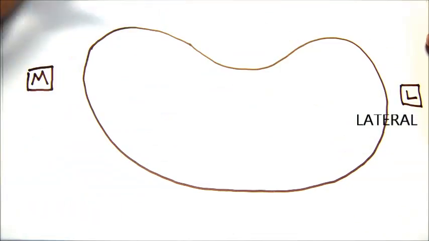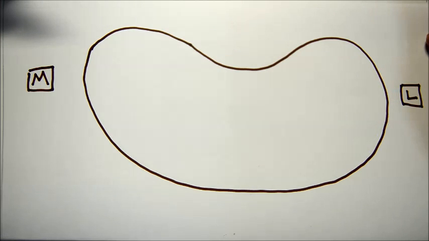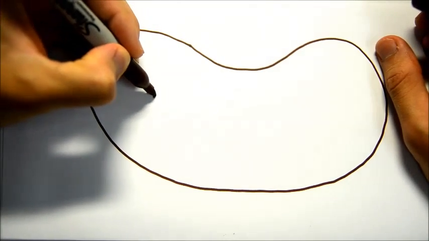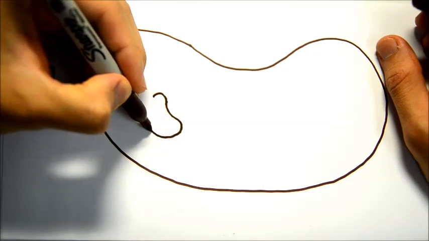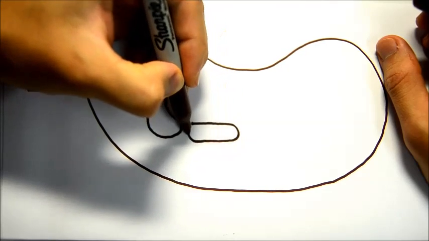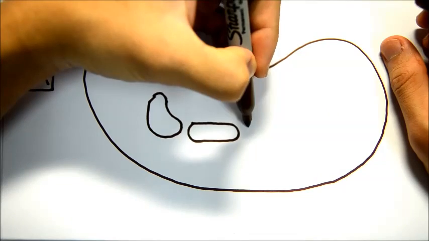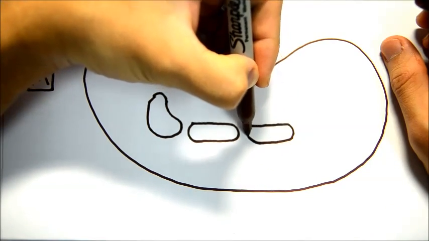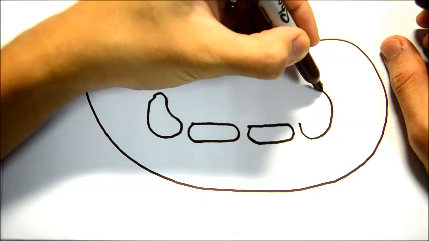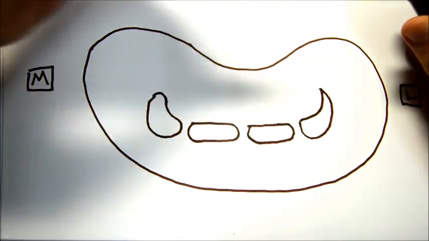We'll focus on the structures forming the carpal tunnel first, which is the 8 carpal bones and flexor retinaculum. However, in this drawing, we'll only draw the 4 carpal bones, which is first one, we have the hamate. Next one, we have the capitate. Lateral to it, we have the trapezoid. And the last one, we'll have the trapezium.